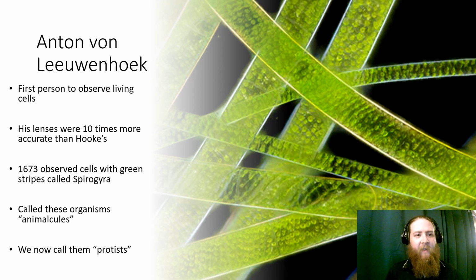And so in 1673, he observed these cells pictured here with the green stripes called Spirogyra. And he called organisms that he could see animalcules, or little animals. We now refer to them as protists. And most of what he was looking at were protists, things like when we looked at our pond water experiment.